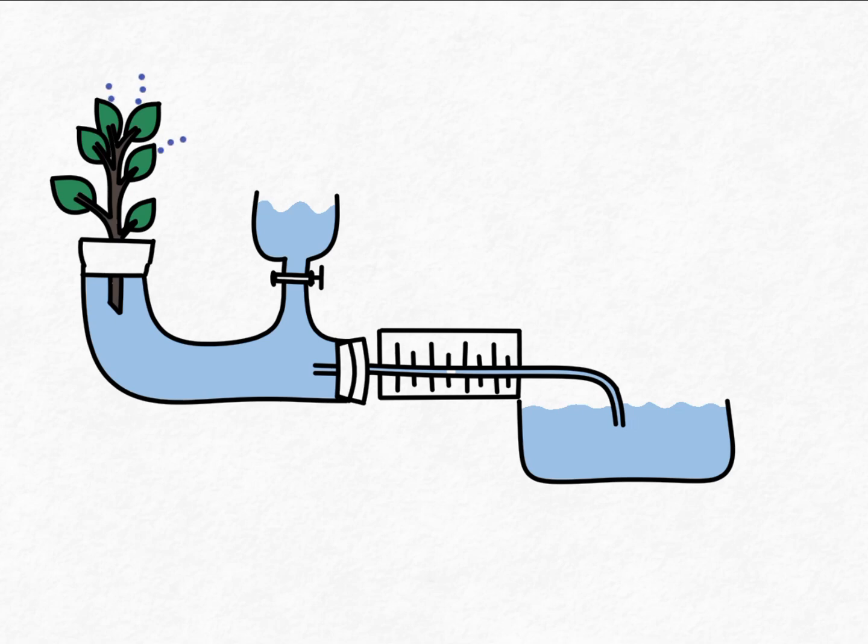Now, as my plant uses water and loses water through the stomata, it will pull up more water from the system. If more water is needed, more water is pulled up from our beaker, and our little bubble will then move to the left of our ruler. We can then measure this distance that the bubble has moved. We can then use this distance to measure the volume of water that was used by the plant.